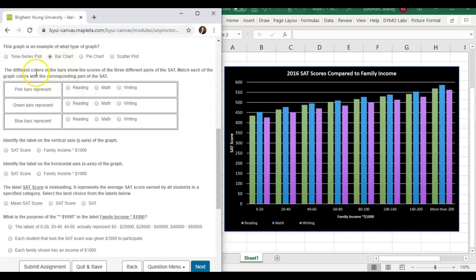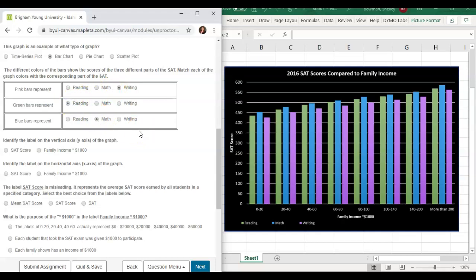The next one. The different colors of the bars show the scores of three different parts of the SAT. Match each of the graph colors with the corresponding part of the SAT. Here we have our legend or key down here. Green is reading, blue is math, and this pink purple is writing. So the pink is writing, we just read that. The green is reading, and the blue is math.